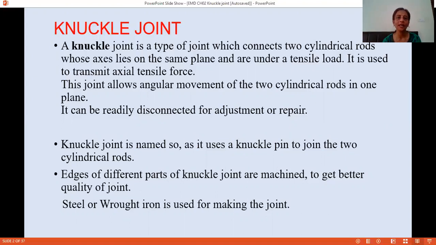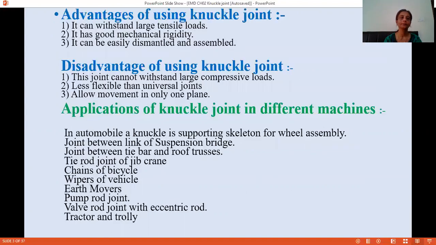Knuckle joint is given a name in such a way because it uses a knuckle pin to join the two cylindrical rods. Edges of the parts of knuckle joint are machined to give it better quality. Steel or wrought iron can be used for making the joint.